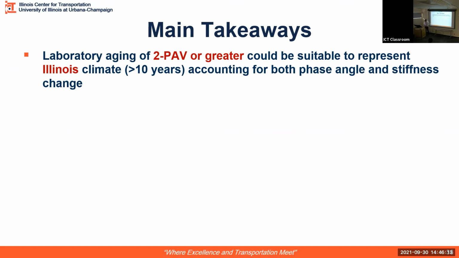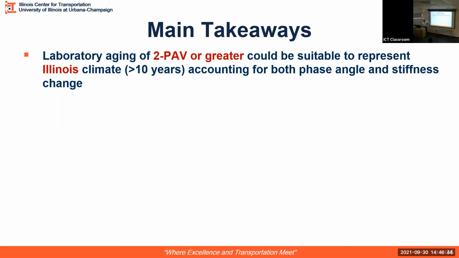So it shows that the aging in the field is a little different from what we are doing in the lab. That may affect some of these parameters because they are a combination of both phase angle and stiffness. In the lab, if we are aging these binders, we should take into account that field aging is slightly different and can impact stiffness and phase angle in a different way. So what we saw is that 2 PAV or greater may be more suitable for an Illinois type of climate.